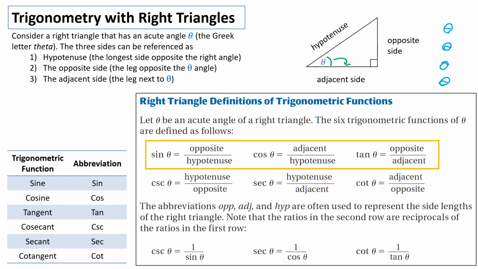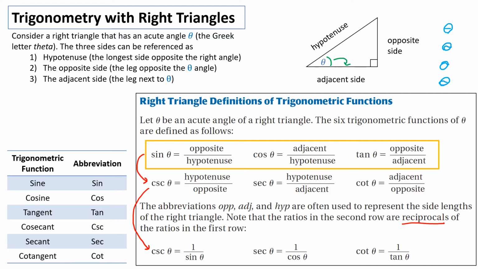Below that, you see we have cosecant, and notice that those are just reciprocals. So cosecant is the reciprocal of sine. So cosecant of theta is the hypotenuse divided by opposite, or you could also say that cosecant is 1 divided by sine of theta.